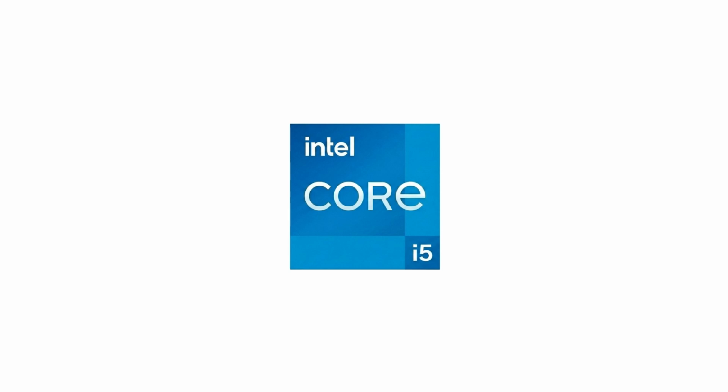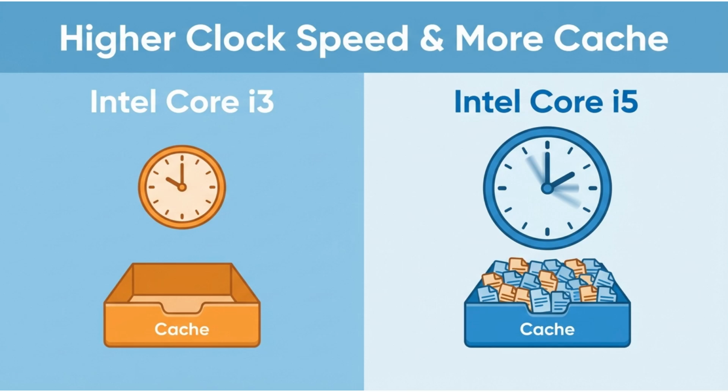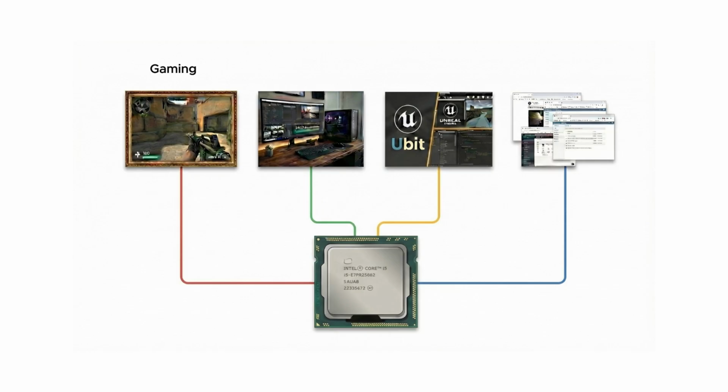Next up is the Intel Core i5, the most popular choice, and the one most people should get. With significantly higher clock speeds and more cache than the i3, it offers the best balance of performance and price, making it powerful enough for gaming, photo editing, programming, and multitasking without being too expensive.